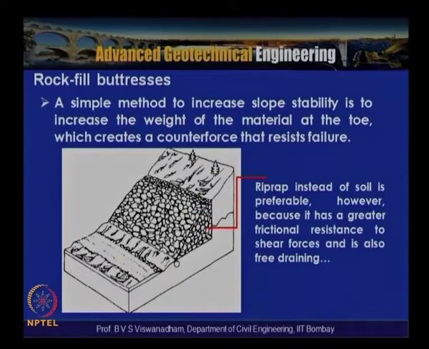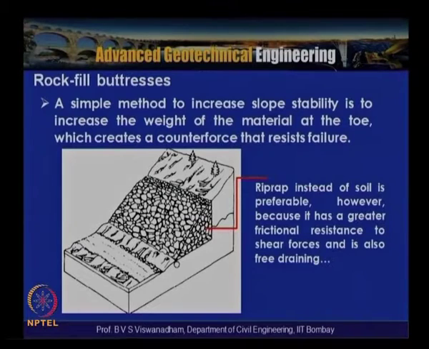Another popular method to increase the stability of a slope, particularly at the downstream, is the provision of a rock fill buttress. The provision of a rock fill buttress is a simple method to increase the slope stability, and it basically increases the counter reaction at the downstream of the slope, especially at the toe of the slope, which counteracts the failure. So the rock fill buttress consists of stones rather than soil.